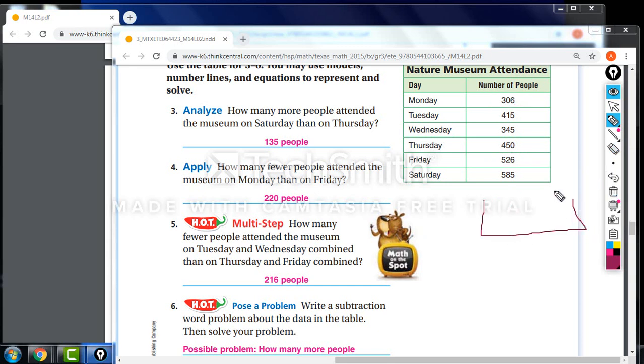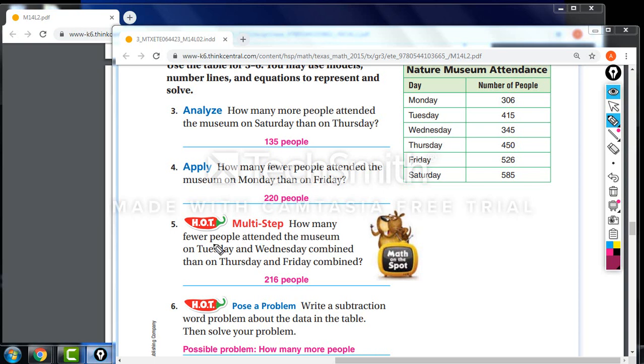We just used strip diagrams there, and plugged in the numbers for Monday, plugged in the numbers for Saturday and Friday, and subtracted those two. You still get the same answer at the end. Okay. So let's look at the multi-step.